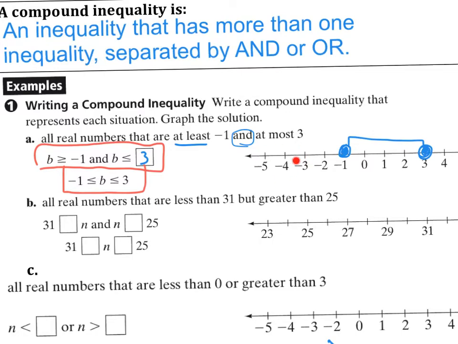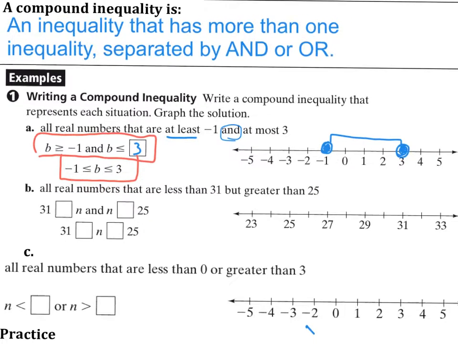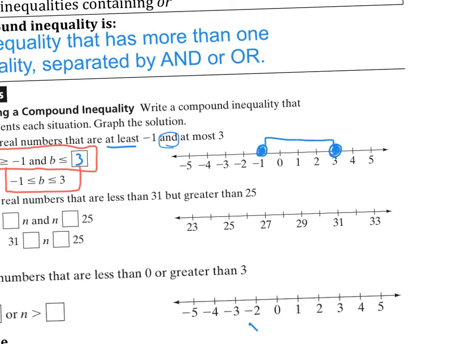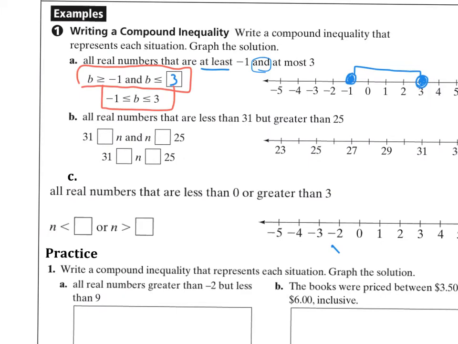So in other words, if I plugged in a negative 4 here, I should get a false answer because it's got to work for both of these. If I plugged in a 0, it would work because it works for both of these, because 0 is between negative 1 and 3. And the same applies to anything greater. Had I plugged in a 5, it would not work. So I would get false statements here, true statements here, false statements here. So let's look at the next problem here.